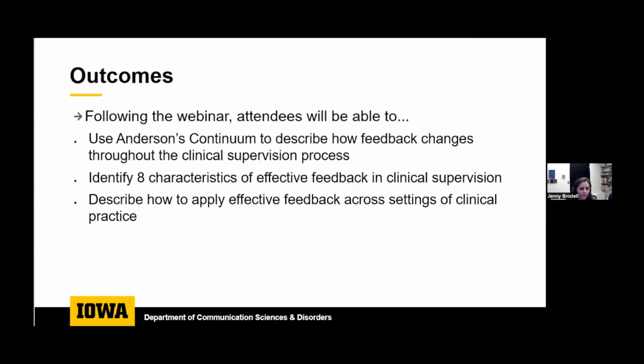Our goals for today are going to be to discuss a theoretical framework for thinking about supervision. So we'll talk about Anderson's continuum of supervision. We're going to discuss a variety of evidence-based feedback strategies in the supervisory process, including examples. And then we're going to spend some time applying those strategies to clinical supervision experiences, both all of your professional experiences, and then we have some case studies if time allows.